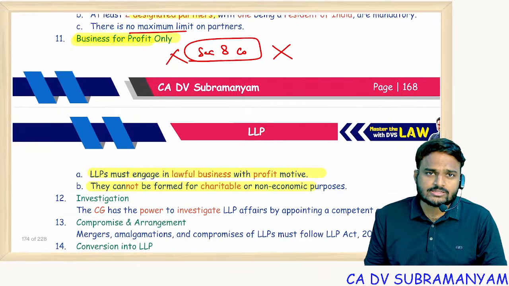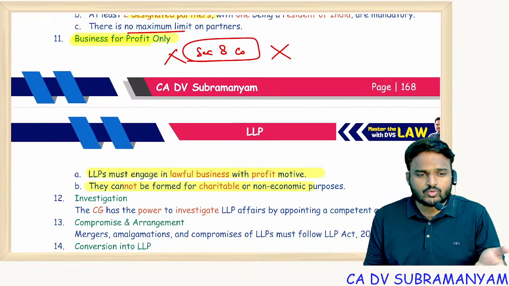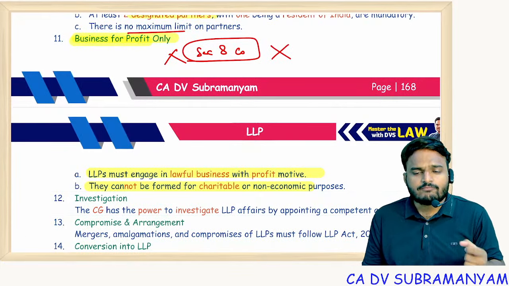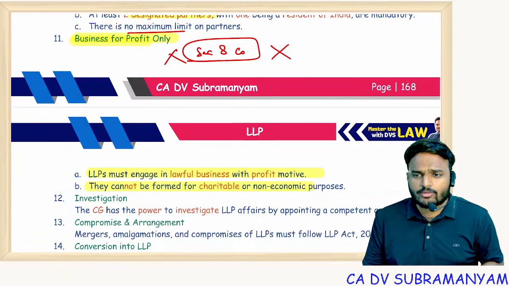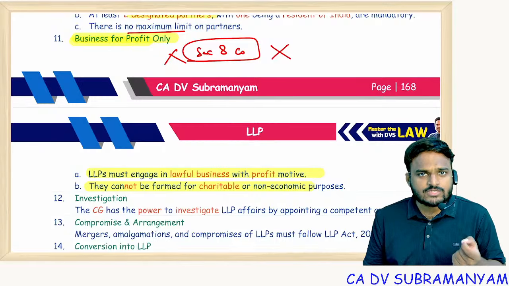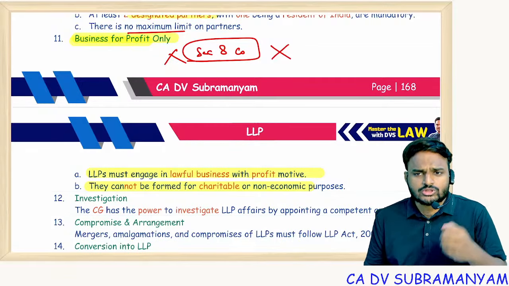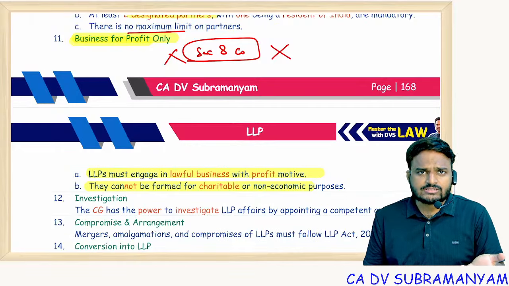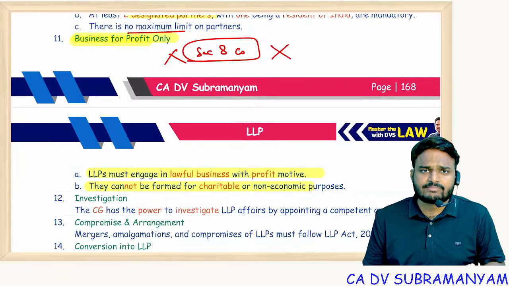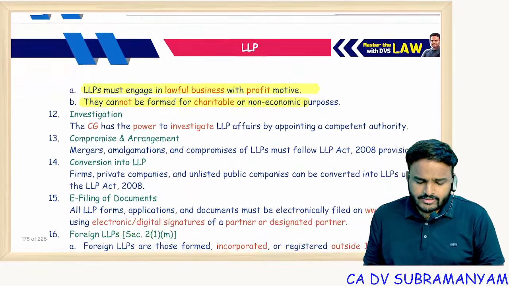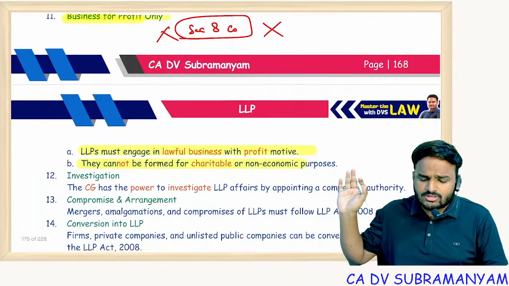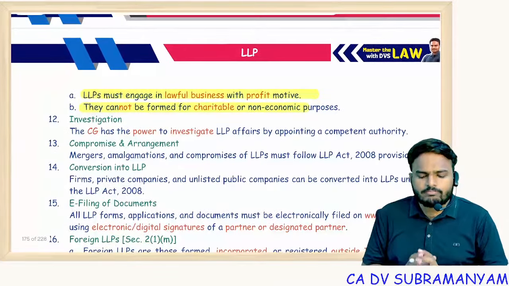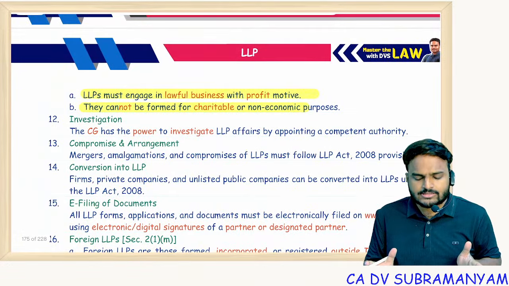A question can be asked. Like, Ramu, Venu and Ravi decided to start an LLP for carrying out some charitable activities. They had a doubt regarding incorporation of an LLP for the purpose of charitable objects, so they approached you for advice. Being a chartered accountant, advise them. Simple 4 marks question. Next one, what do you have to write? You have to write this provision: LLP must engage in lawful business with profit motive. They cannot be formed for charitable or non-economic purposes.